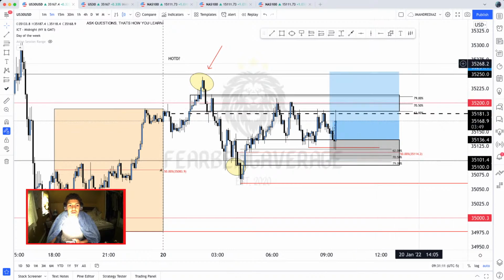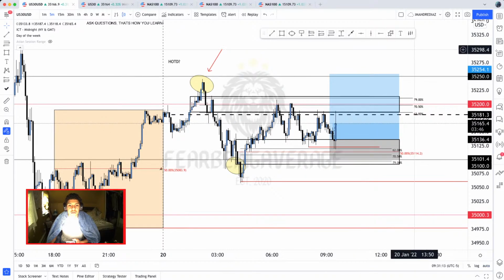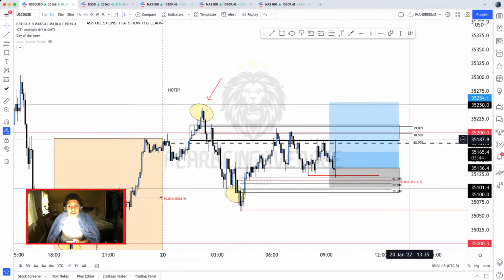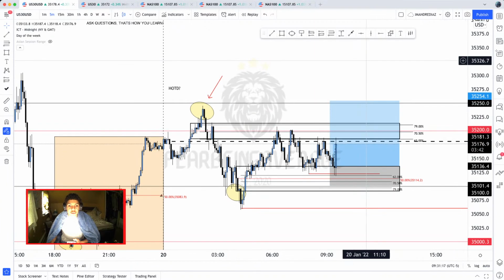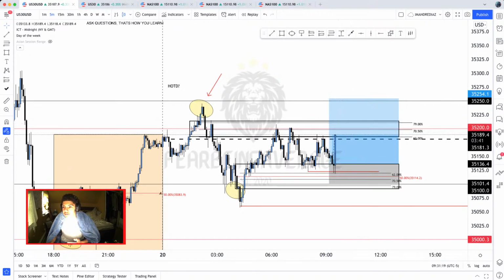Oh yeah, this was a nut of a candle. I'm keeping in mind that we are about to tap into 35,200. So once we get to 35,200, I will be breaking even, once we get to this TP1.